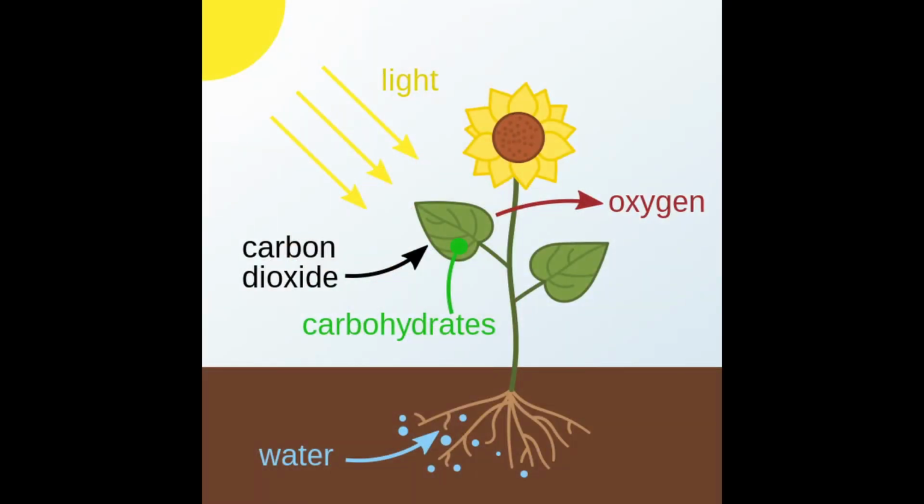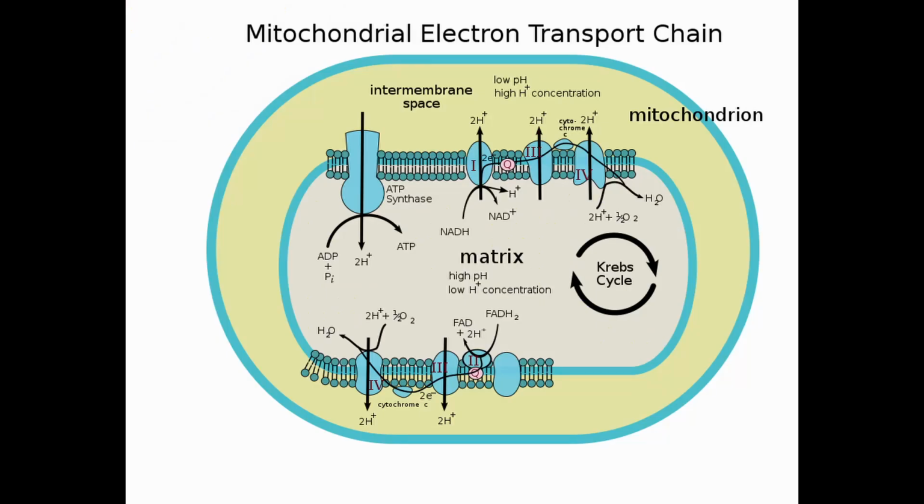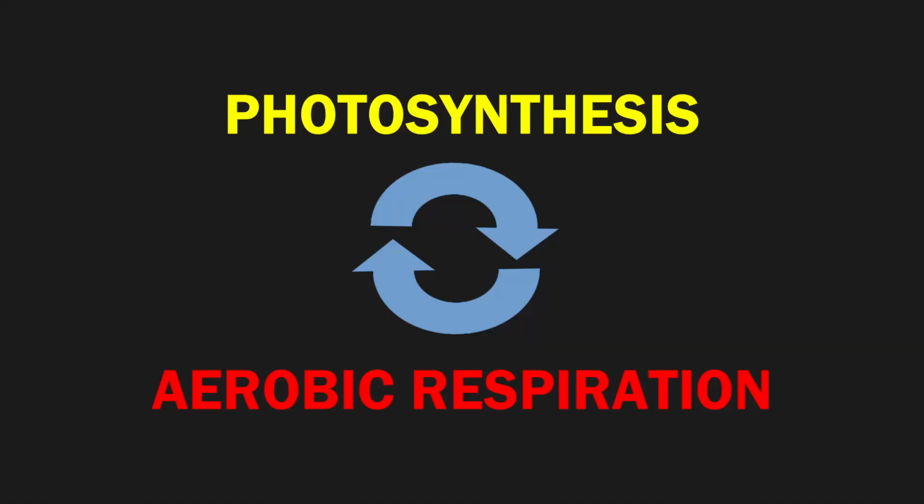Photosynthesis turns energy from sunlight into nutrients, normally glucose. Aerobic respiration turns those nutrients into energy in the form of ATP, the molecule that powers cellular activity. The two processes have a cyclical relationship. The products of photosynthesis are the reactants in respiration, and the products of respiration feed back into photosynthesis.